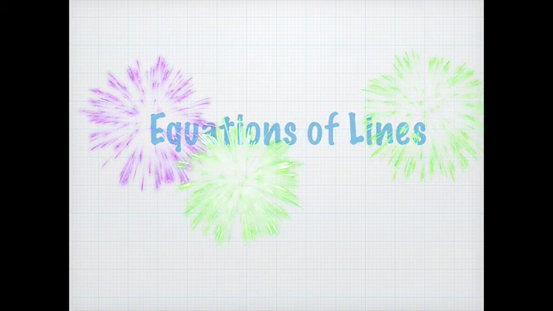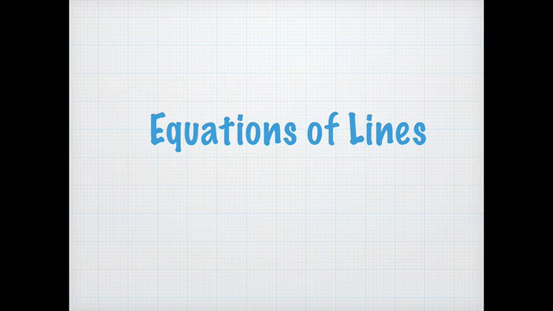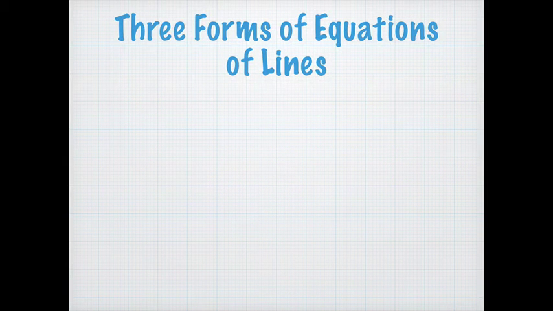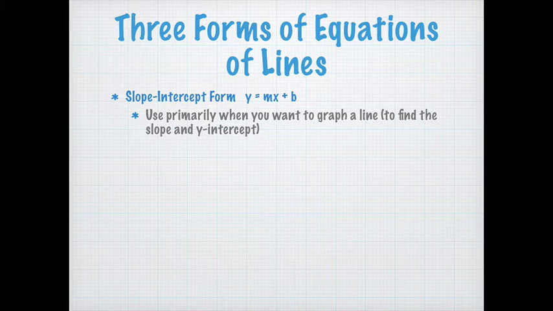Today we're going to look at equations of lines. There are three forms of equations of lines that we're going to look at. The first is slope-intercept form. You use that primarily when you want to graph a line.